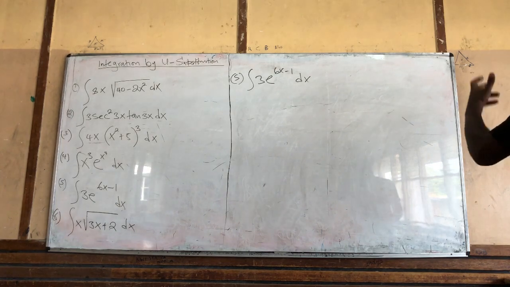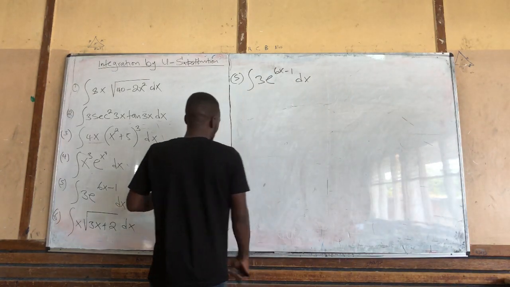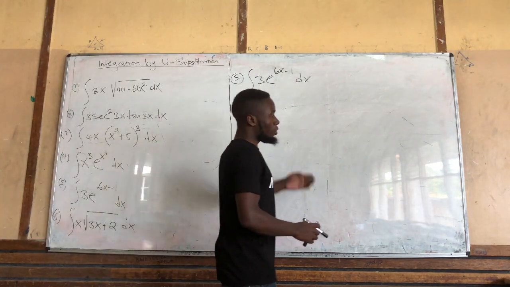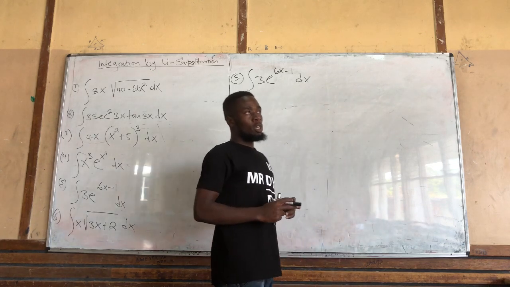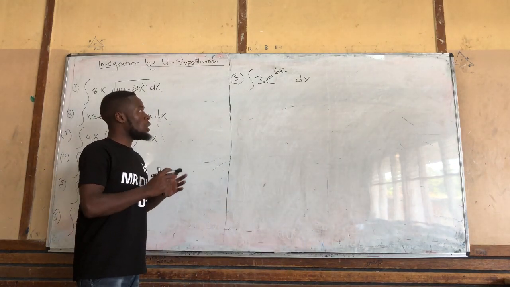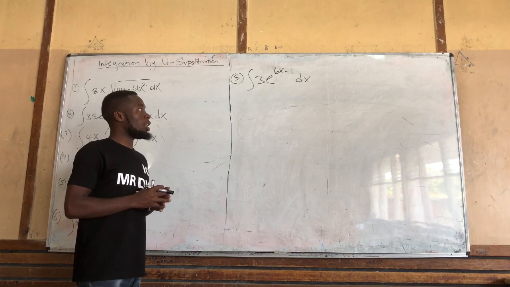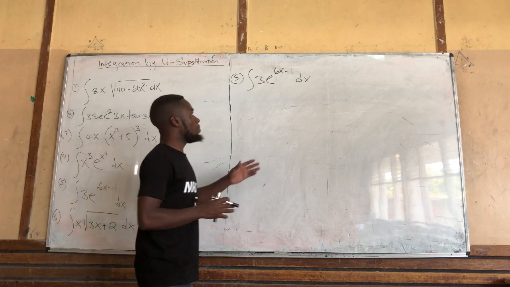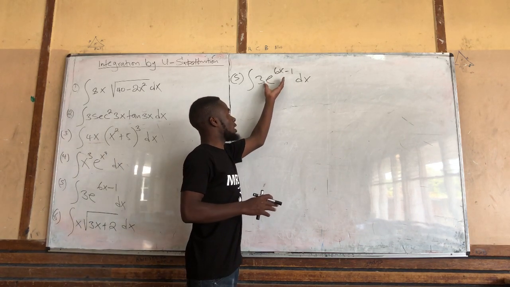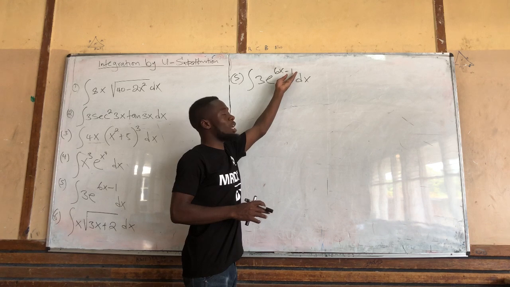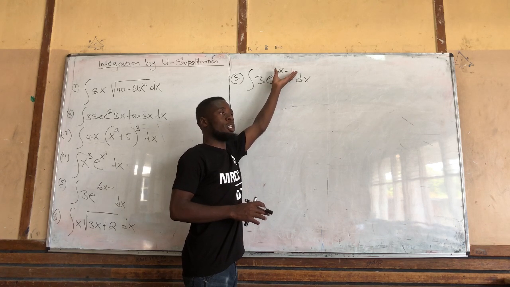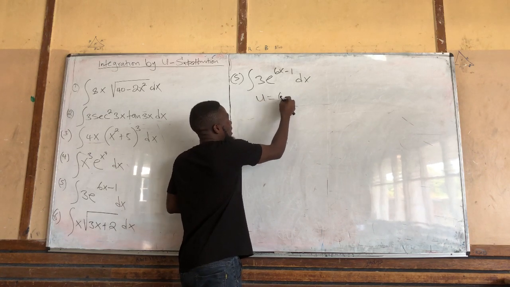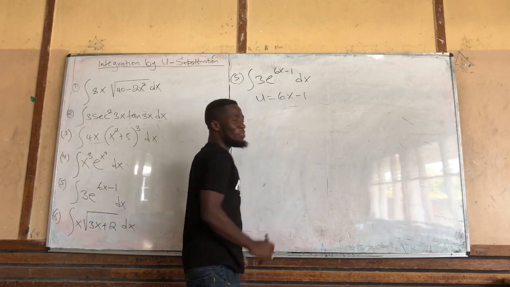Okay, so now let's solve question number 5. What should be our thinking process here? You let the complicated part of the equation, or the part with x, be equal to u. So consider the complicated part: it is the power of this e here, which is 6x minus 1. So you let this power be equal to u. So meaning u will be equal to 6x minus 1 here.